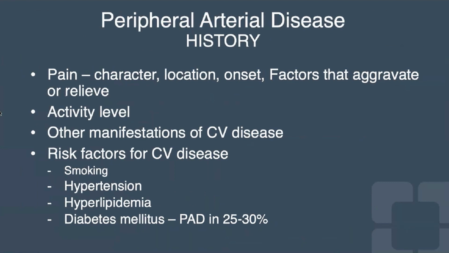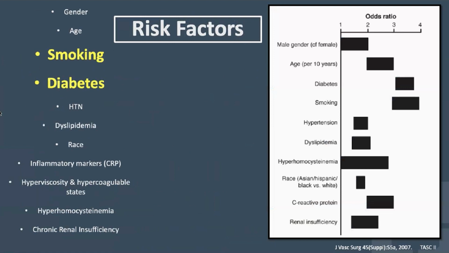Their activity level, how far they can walk, and then you ask about other manifestations of cardiovascular disease, their risk factors, et cetera. And these risk factors we'll talk about in detail, but about a quarter to 30% of these patients with PAD have diabetes, and we have to ask about that. What are the major risk factors? Well, smoking and diabetes have an odds ratio of approximately four of causing or being related to peripheral arterial disease. And those are things you can do something about.